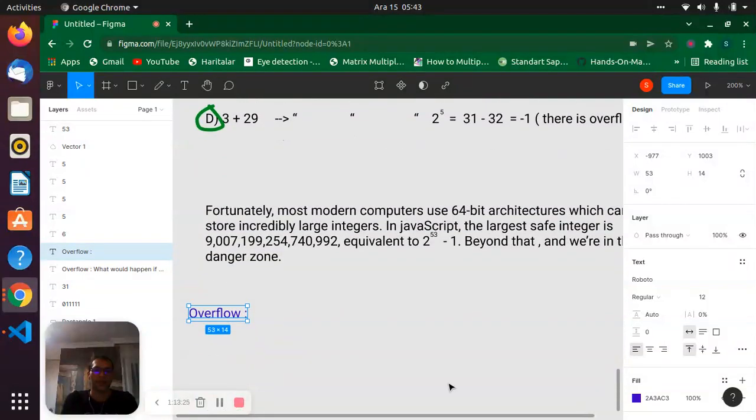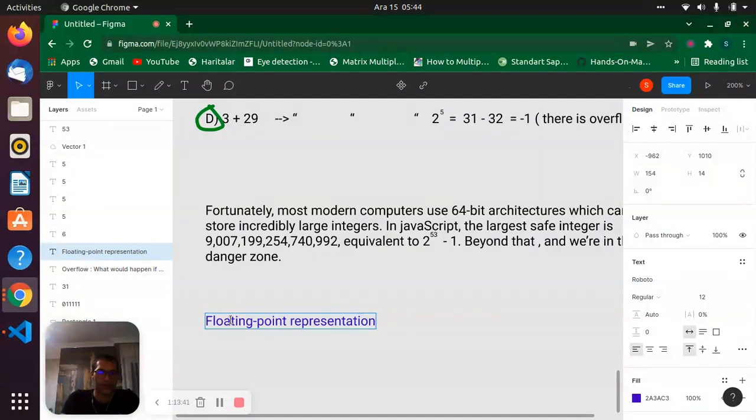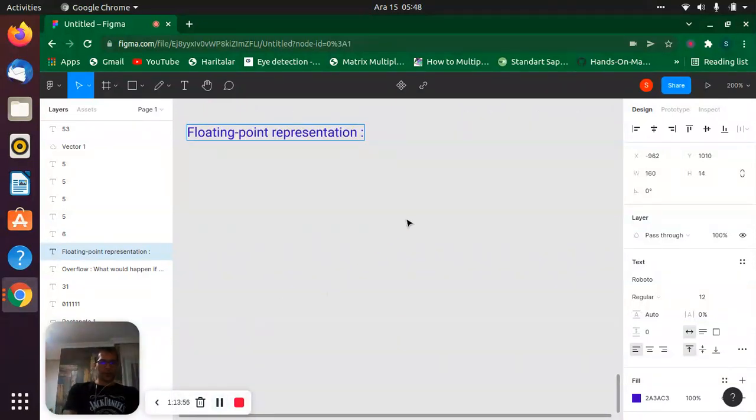So now what we have to say, this is our floating point representation. Now we will speak about here. Yes, my friends, let's start this place.